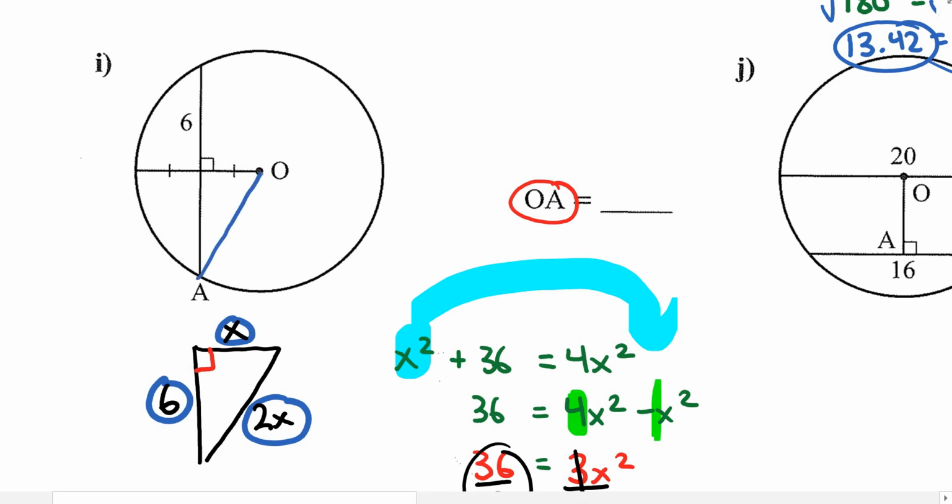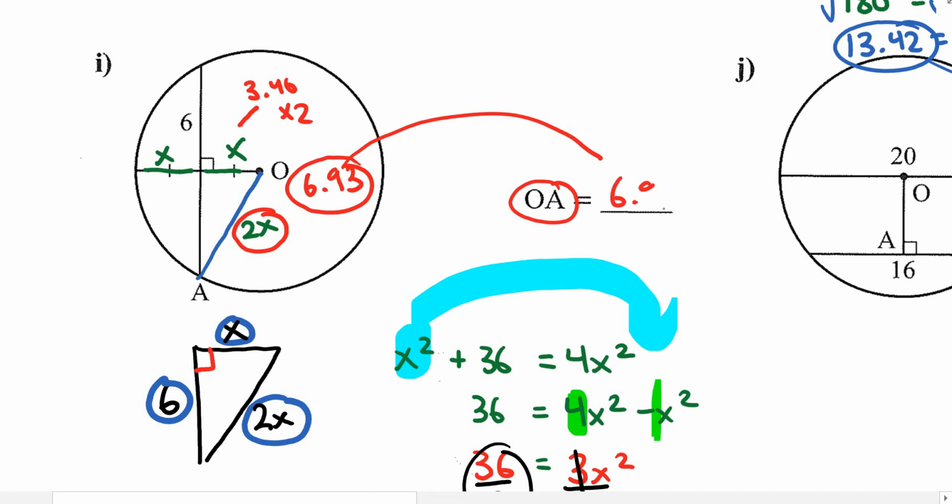Okay, there's my radius, which is what I'm trying to find. Now remember, this was x, and this was x, and this is 2x. So if x equals to 3.46, then the radius is double that. So 3.46 times 2 is going to give me a value of 6.93. So that's the value of OA, 6.93. So remember, the value of x here was 3.46, and the radius is double that. So I need to times 3.46 by 2 to get 6.93.